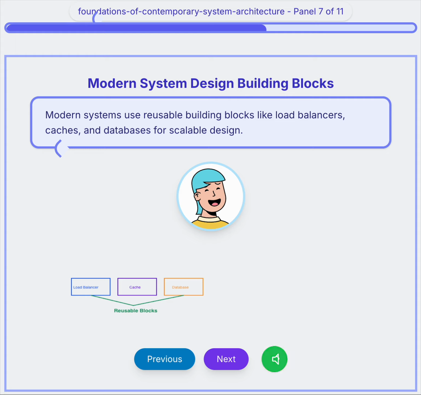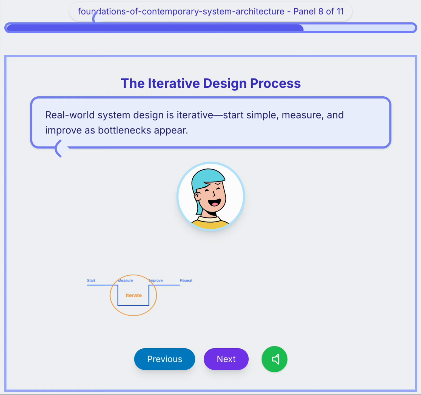Modern systems use reusable building blocks like load balancers, caches, and databases for scalable design. Real-world system design is iterative. Start simple, measure, and improve as bottlenecks appear.